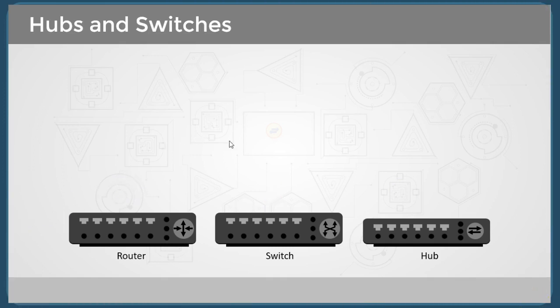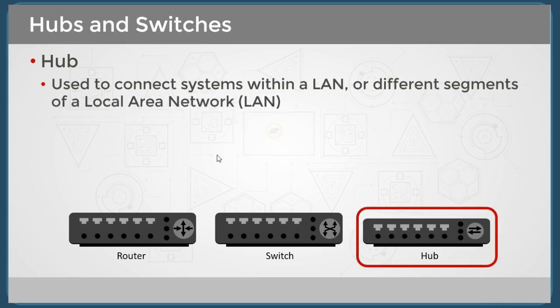We'll start with the hub. The hub is used to connect systems within a LAN or different segments of a LAN. But the hub resides at the physical layer and is unaware of any kind of addressing scheme. So anything that goes in one port of the hub comes out every other port.